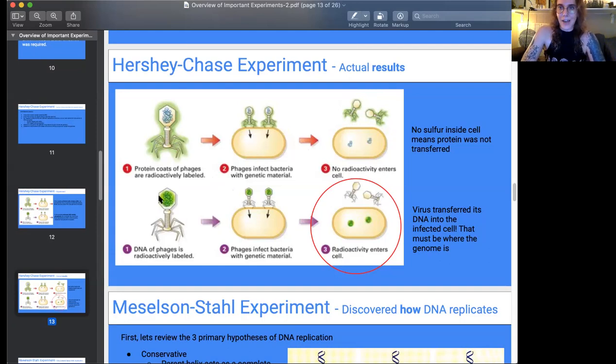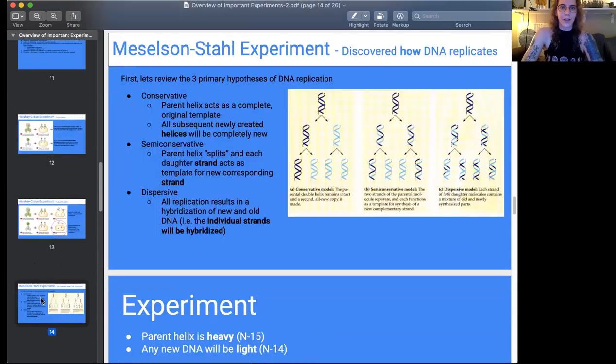When they did the DNA trial, they were able to corroborate Avery's results because they were able to see radioactive phosphorus inside the cell afterwards. So they know, okay, that must be what's responsible for holding the genetic information. At this point, we have enough evidence to say DNA is the thing that holds the genome, but we still don't really know any mechanisms.